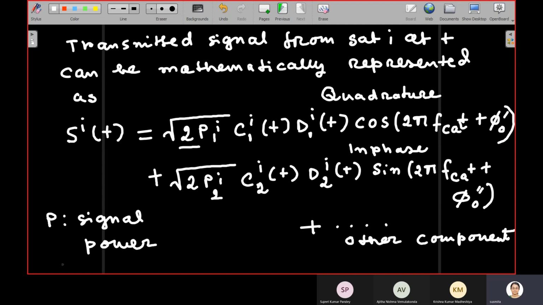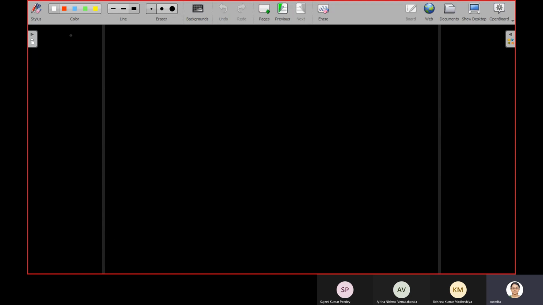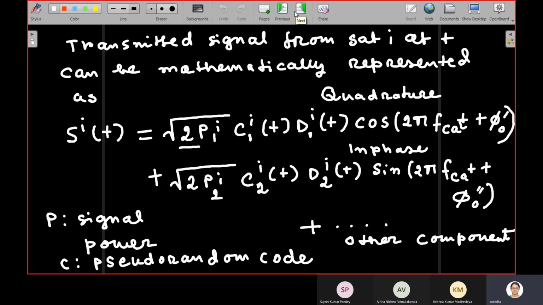Then C is the pseudo random code. Last time we discussed pseudo random codes, right? They allow us to uniquely identify a satellite, and pseudo random codes are also used to determine range to satellites. Then D is navigation data. We also talked about navigation data, right?